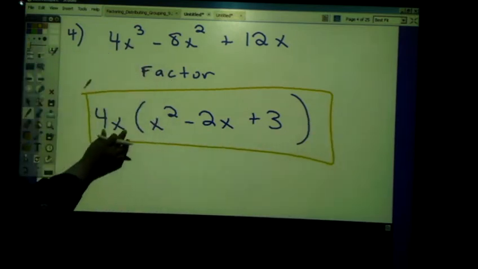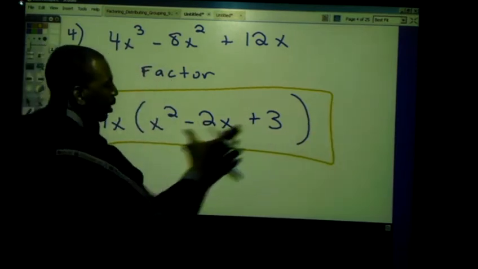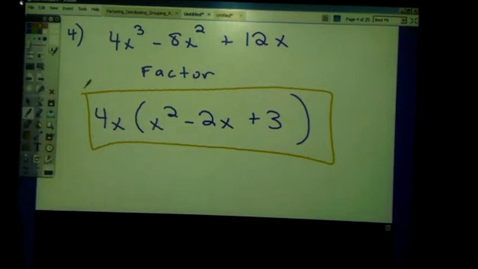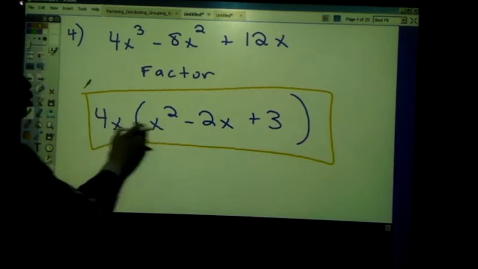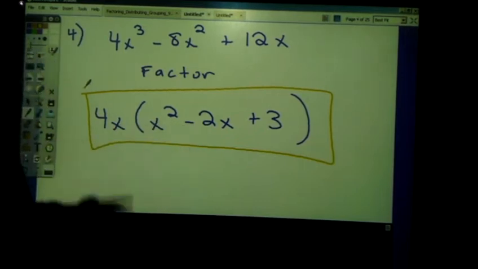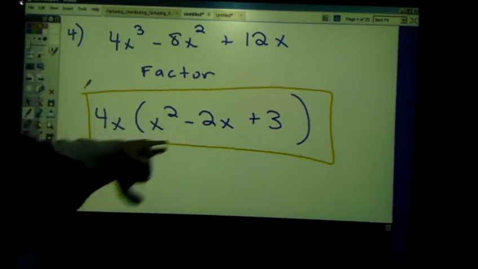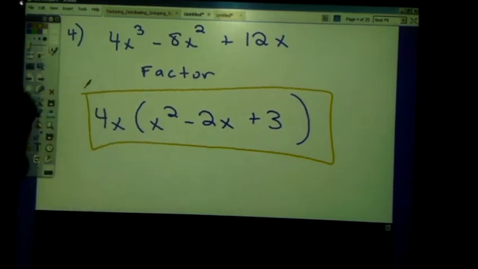Okay? This is the greatest common factor, and this is another factor. Now sometimes they will ask you to find factors of this. These two things are factors. Factors are two numbers or two expressions that you can multiply by each other to get what they gave you. If you multiply these by each other, you get this. So both of these are factors of this original problem.